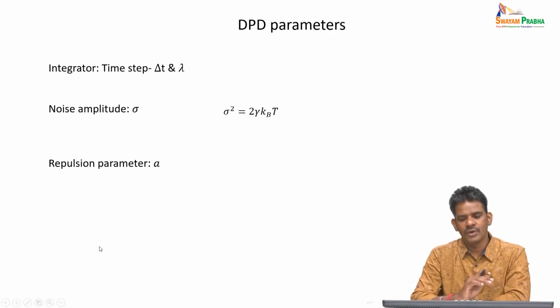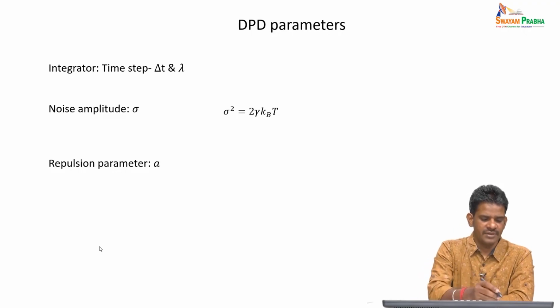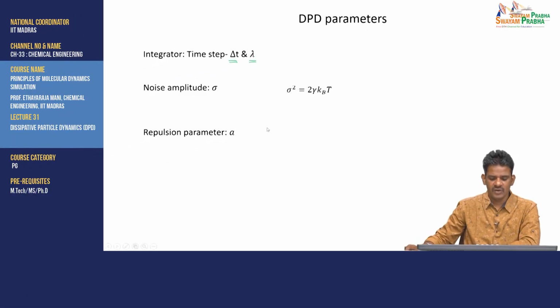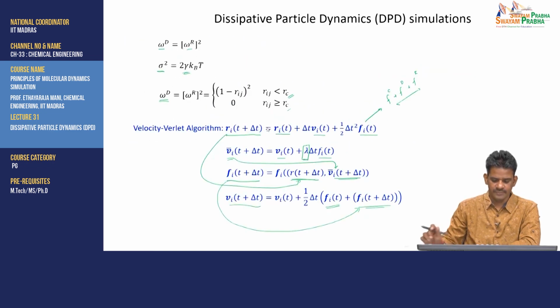Now, when you want to use DPD as a mesoscale simulation method, as a user you have to make a decision about what set of parameters are needed. For example, from the integrator perspective, we want to choose what delta t is and what the parameter lambda is. You have to recall that lambda is the parameter that comes in the velocity update in the integrator step.